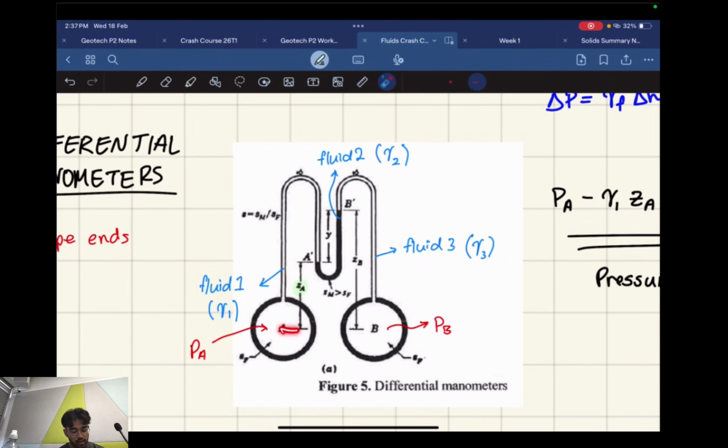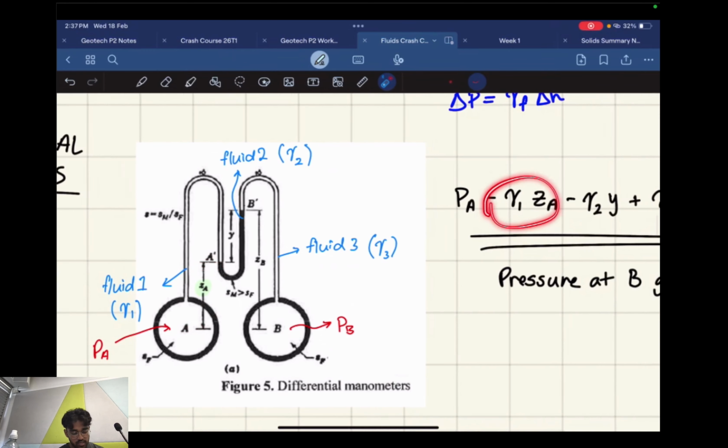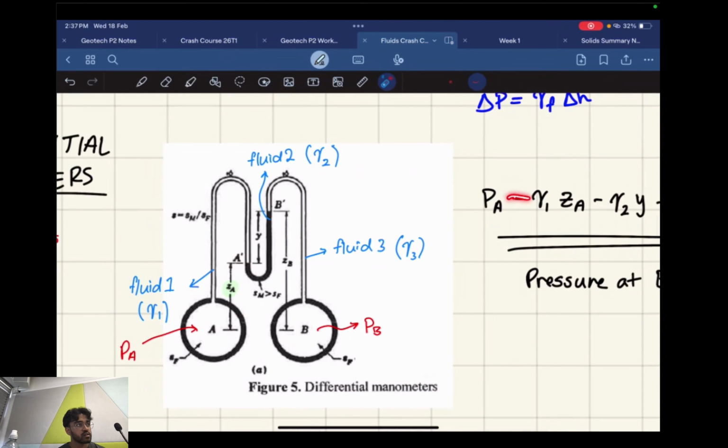Yeah, but in this case, it's going up, right? So it's going to be a negative. So what I've done here is gamma 1 times ZA, and I've just put a minus at the front. That makes sense?